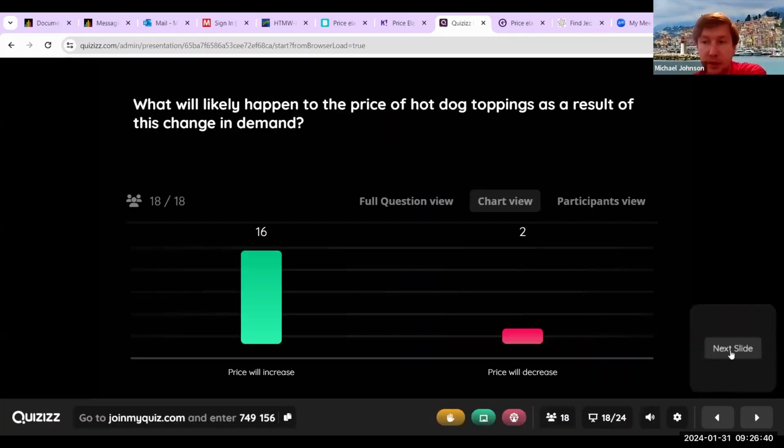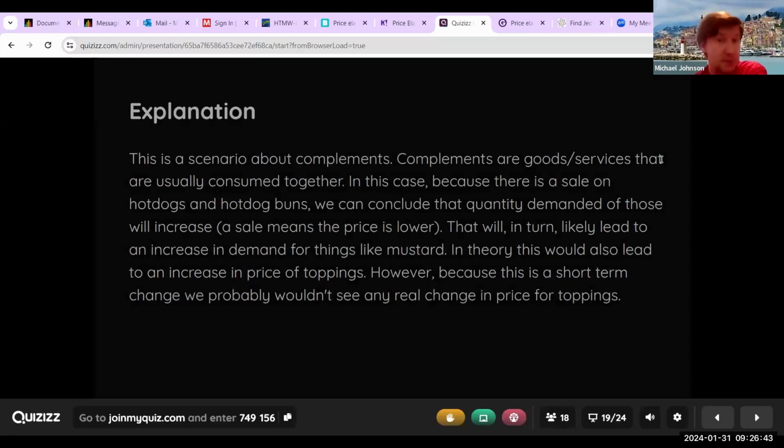So it's going to be price will increase. Explanation: this is a scenario about complements. Complements are goods and services that are usually consumed together. In this case, because there is a sale on hot dogs and hot dog buns, we can conclude that quantity demanded of those will increase. A sale means the price is lower.